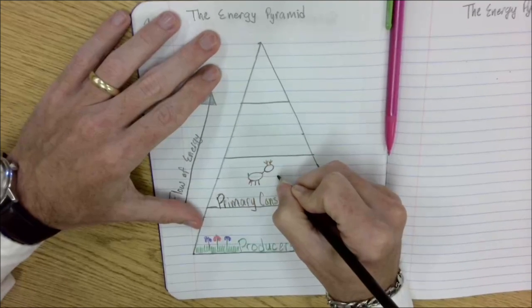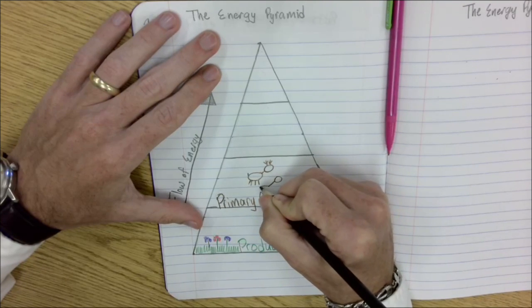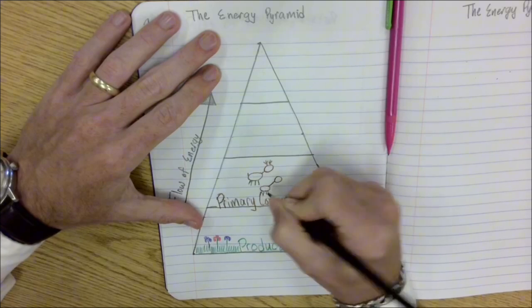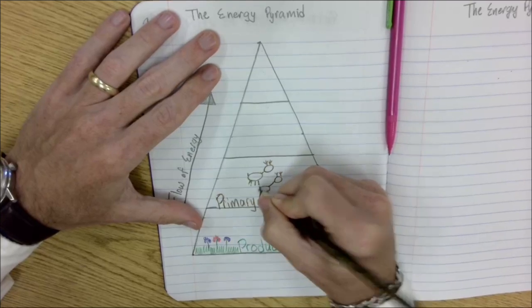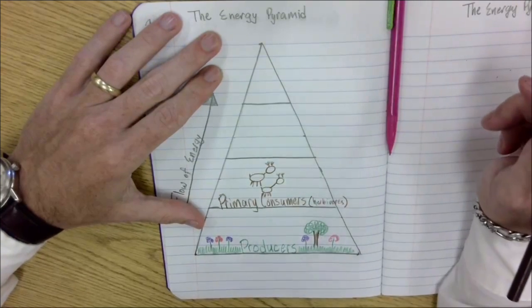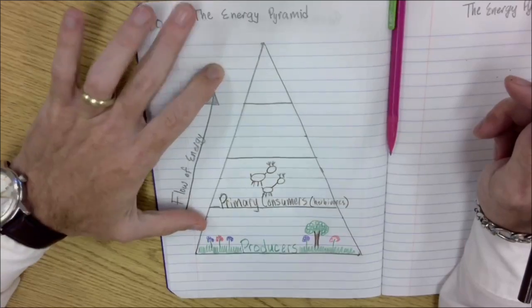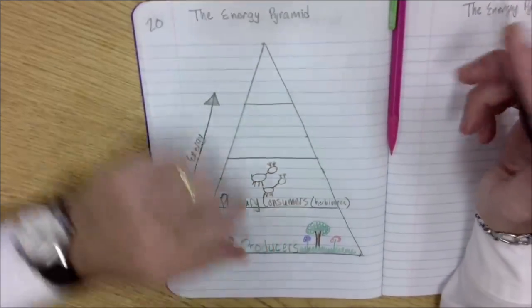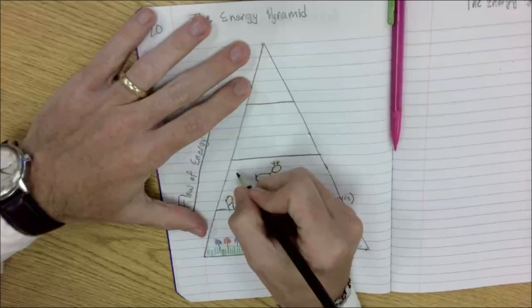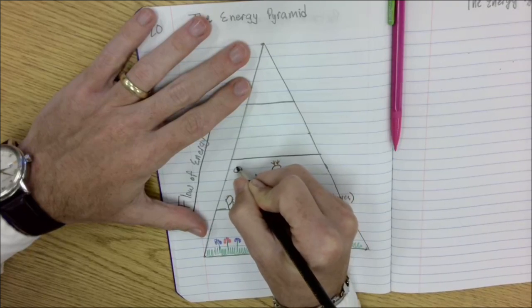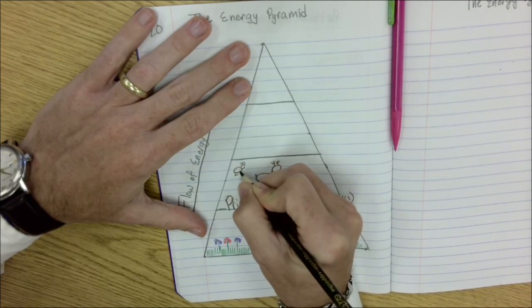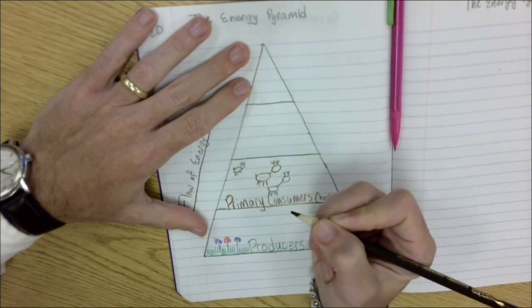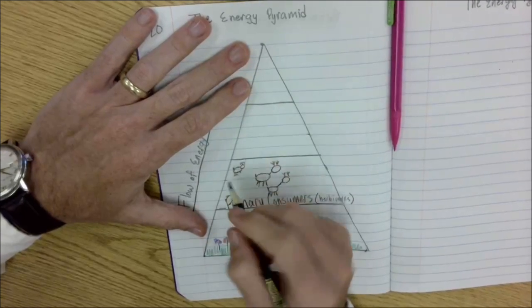Now let's do another deer. So here's my second deer. And a little tail. All right. Another example of a primary consumer would be rabbits. So let's draw 4 rabbits. My little rabbit body, rabbit head, 2 rabbit ears, back foot, front foot, and a little cottontail. So we're going to do 4 rabbits.